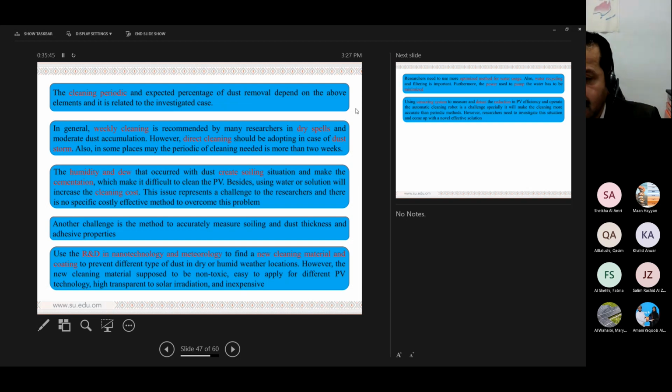Considering the environmental part is also important, and related to the impact of that, this is also reflected in the cleaning. I think research and development in nanotechnology and meteorology is still important to reduce the impact of dust. Yes, it may add extra costs on the PV itself, but this will not be an issue, especially today. The cost of solar photovoltaic is very low, in the range between $0.50 to $1 per watt.